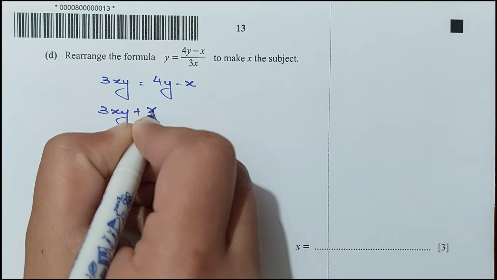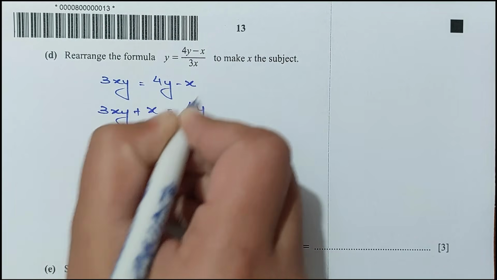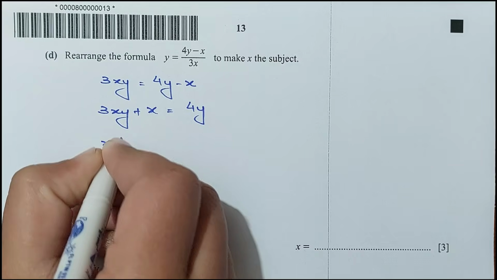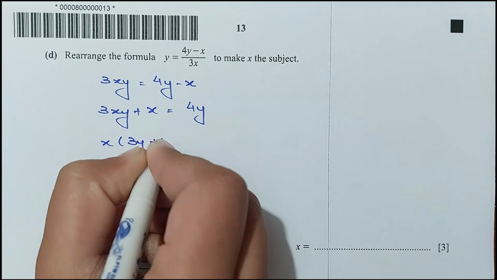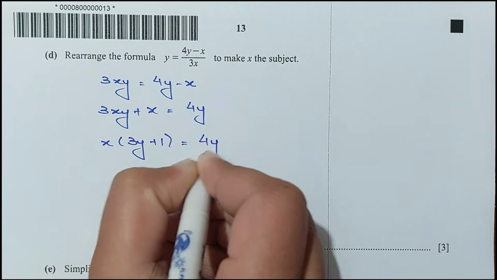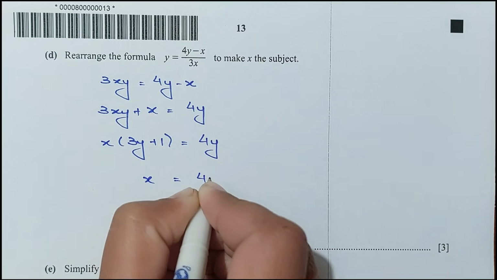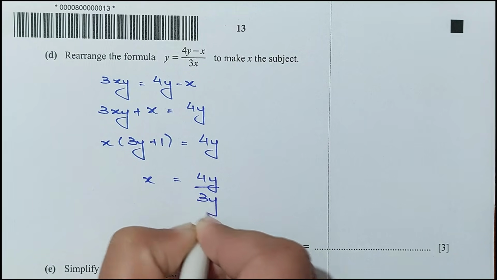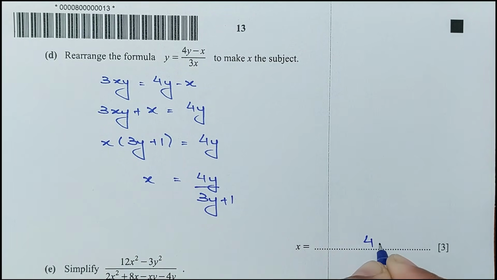3xy plus x would be equal to 4y. Shifting the x to the other side and taking x common, 3y plus 1 equals 4y. Make x the subject, so x equals 4y over 3y plus 1. This would be the equation in terms of x.